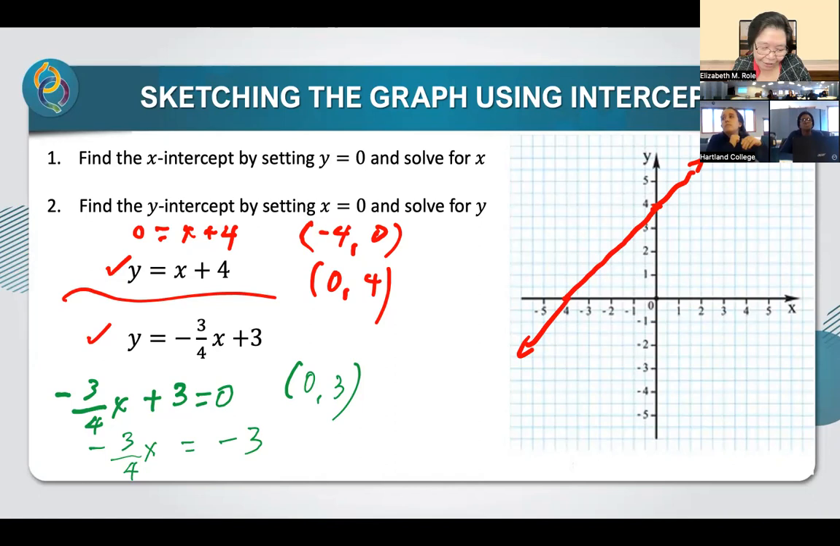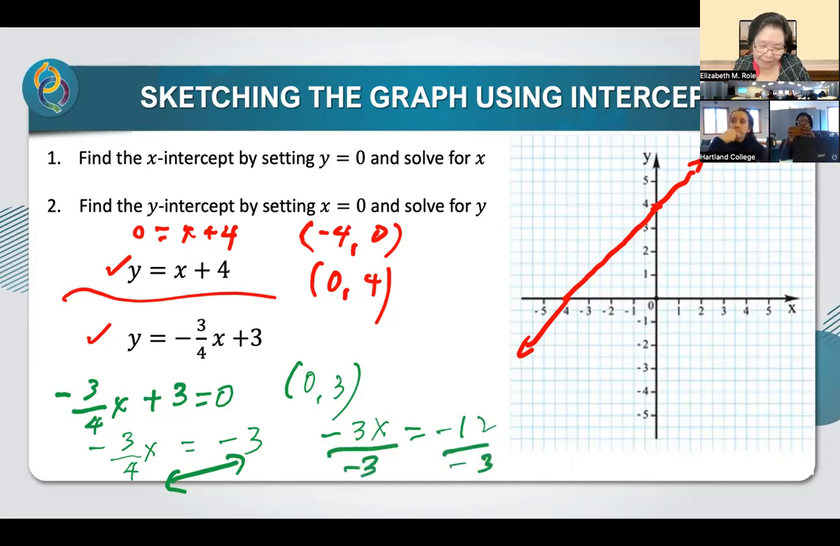What you can do is just say minus 3x is equal to, multiply this, negative 12, right? Then you divide this by minus 3, divide this by minus 3, then you get your x to be positive 4.